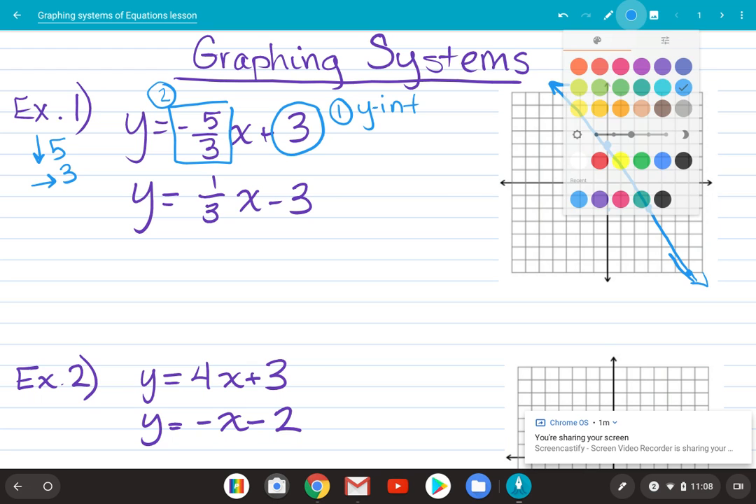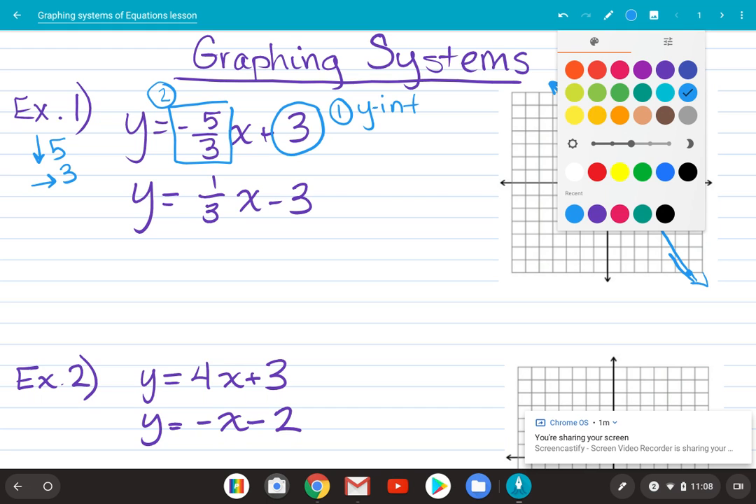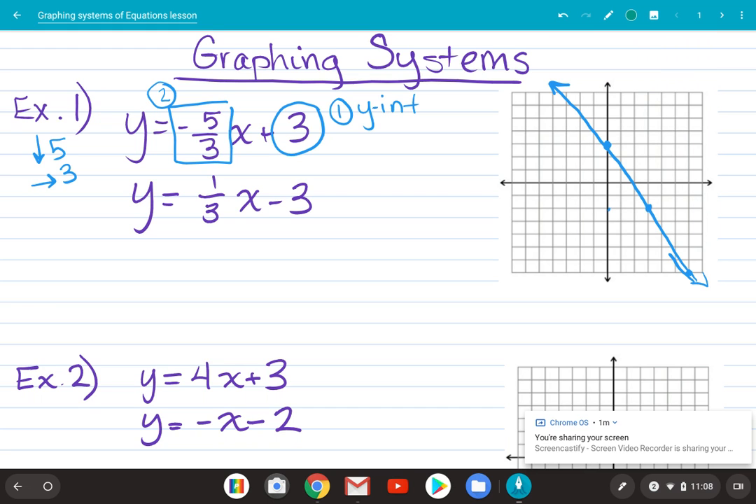Next, we're going to do the second graph. And the object is we want to find where our two graphs actually meet. So again, start here on your y-intercept, so at -3. And our second step is our slope. So here it's positive, so we're going to go up 1 and right 3. We always go to the right because we think we're right. So it's just an easier way to remember it.